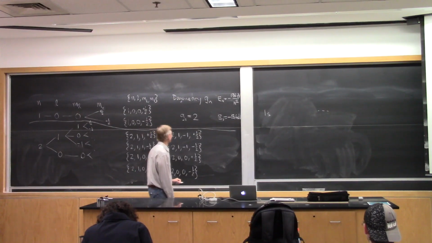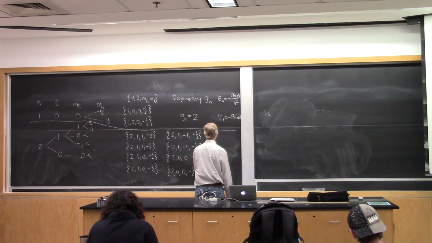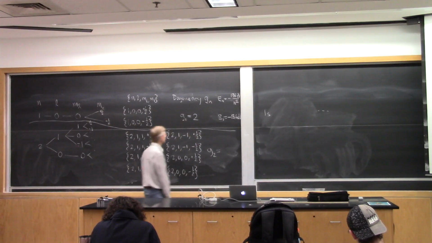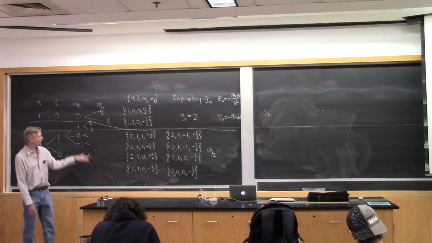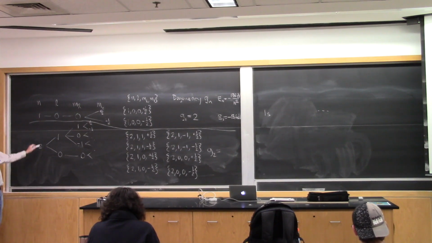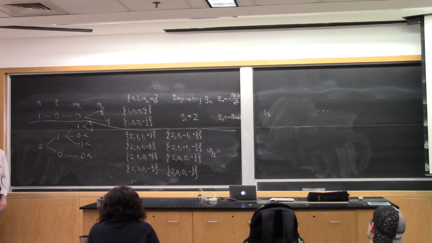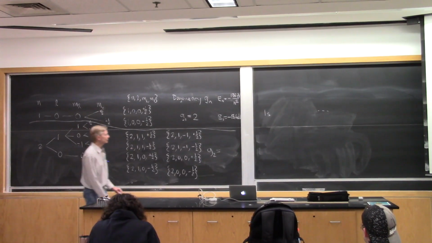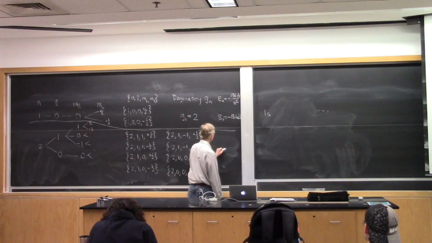Okay, and so what is G sub 2? What's the degeneracy? All these states have the same energy, because the energy only depends on the value of n. How many states did I just list? 8. So G sub 2, the degeneracy for n equals 2, is 8.